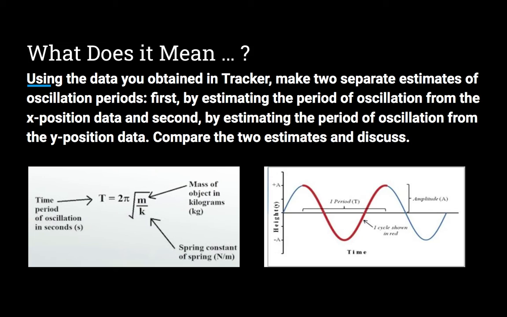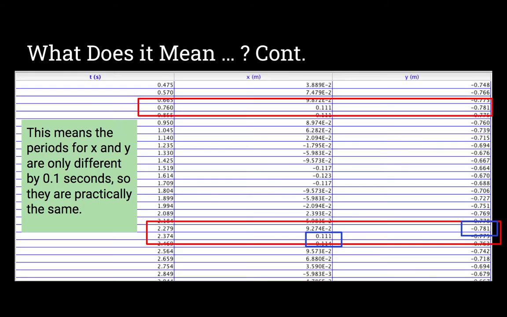Next, if we look at the data I obtained in Tracker, make two estimates of the oscillation periods. Basically, a period, you can see in the bottom right, is from peak to peak or from trough to trough. So I looked into the data table given in Tracker, and I found the highest number for X and found the next time it was highest again.